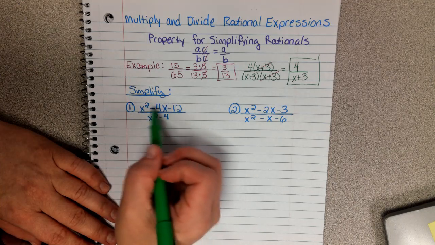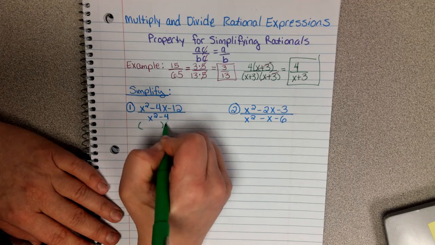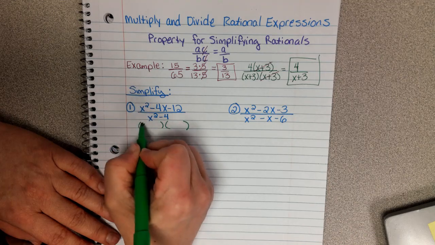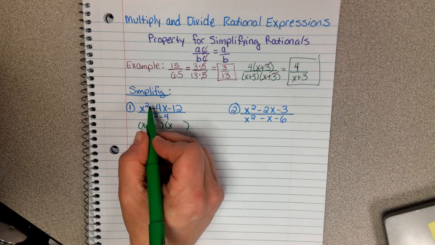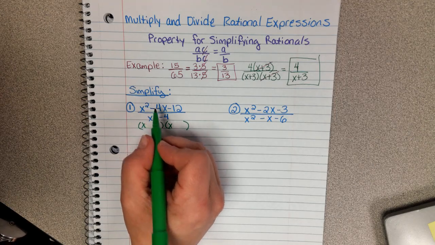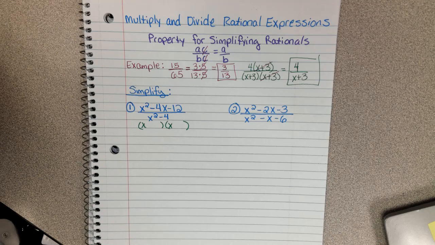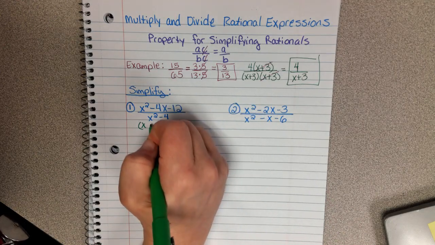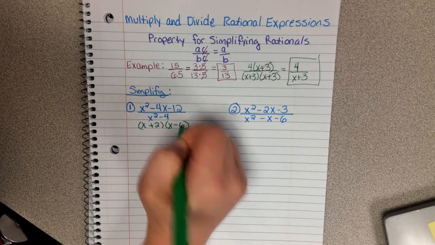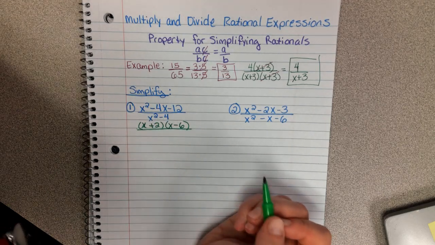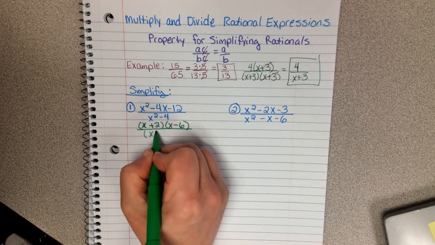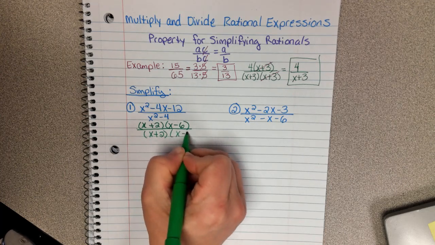So in this case, I'm going to factor this, so that's going to factor into 2 parentheses. X times x would give me x squared. I need 2 numbers that multiply to give me 12, and add or subtract to give me negative 4. That would be 2 and 6? Yeah. So if I have positive 2 and negative 6, then I'm going to come down here and factor this right here. Now this binomial happens to be a difference of squares. So I know it factors to x plus 2 times x minus 2.